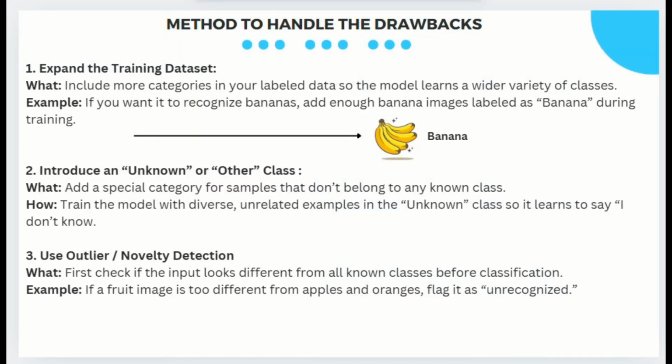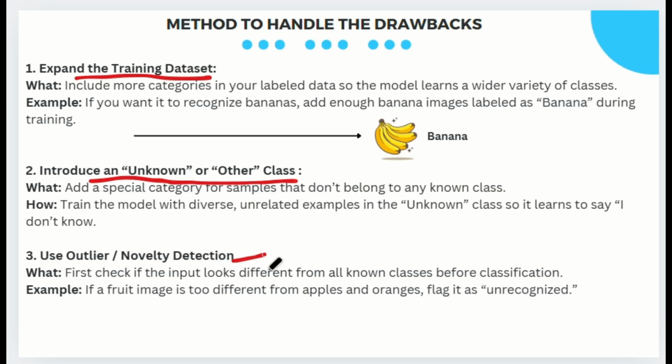Methods to handle these drawbacks. First of all, expand the training dataset. Include more categories in your labeled dataset so the model learns a wider variety of classes. For example, if you want to recognize banana, add enough banana images labeled as banana during training. Number 2, introduce an unknown or other class. Add a special category for samples that don't belong to any class. Train the model with diverse unrelated examples in the unknown class so it learns to say, I don't know.